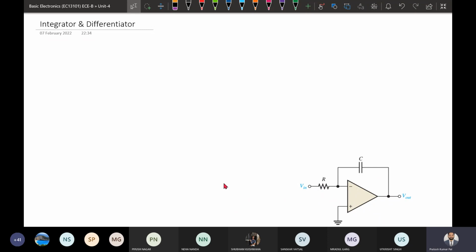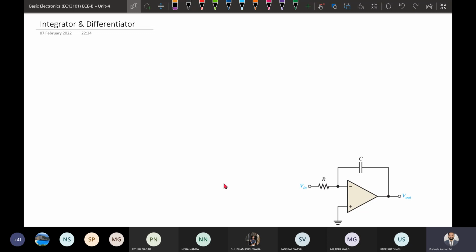So in the previous class, we have seen the summer and subtractor amplifiers, like how we can use an operational amplifier for designing an adder or a subtractor circuit. Next we will see the integrator and differentiator circuits. With the help of an operational amplifier, we can implement the integrator as well as the differentiator circuit.